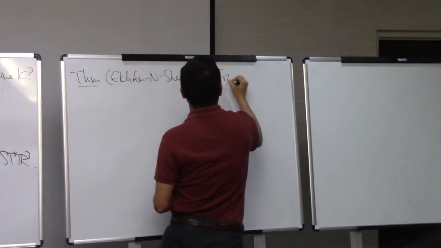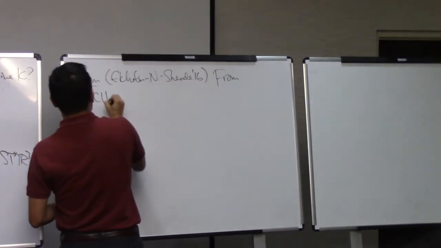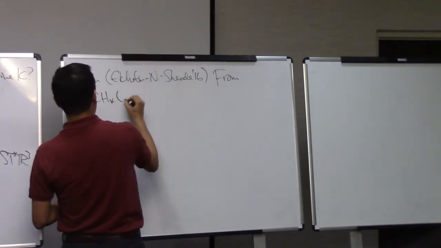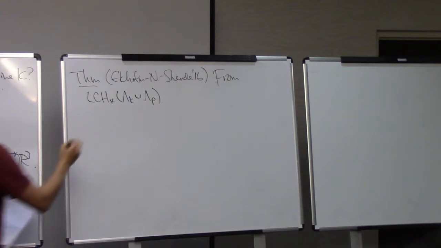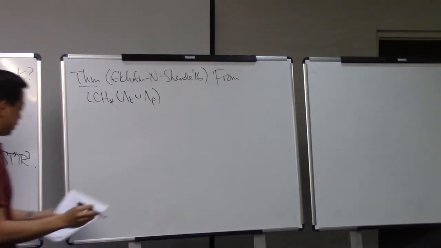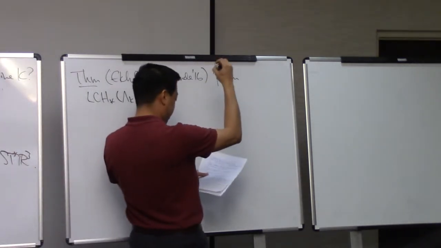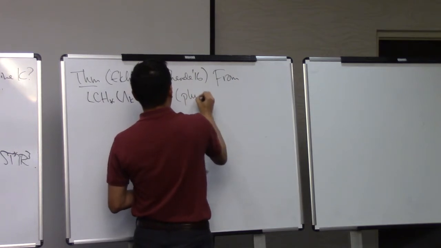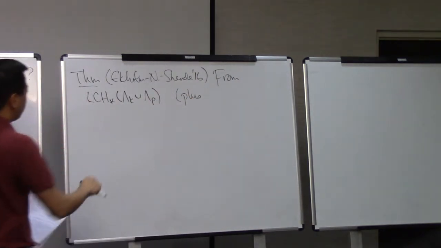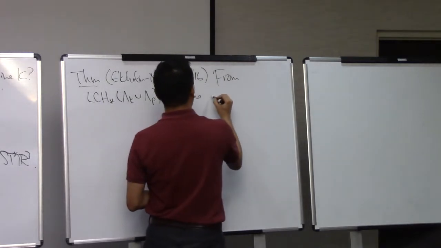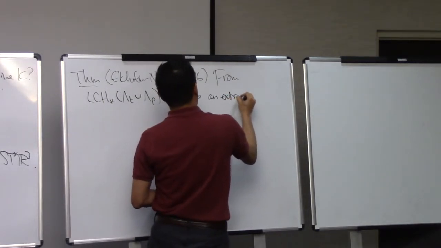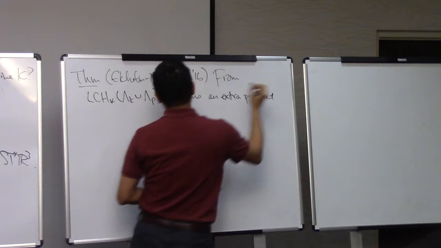From this thing, plus a little bit of additional data. I'm not going to say much about this. So this is some sort of homology, and there's an additional multiplicative structure on it, an extra product structure.